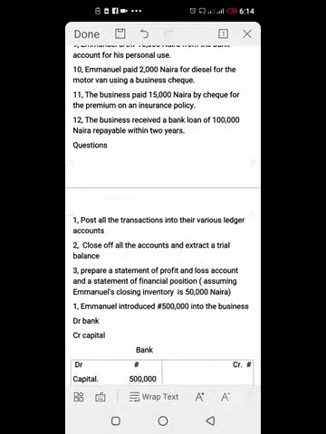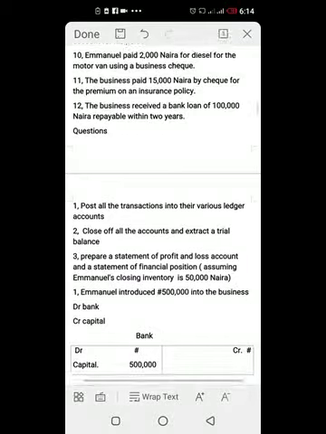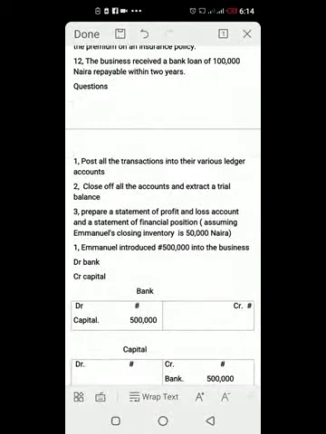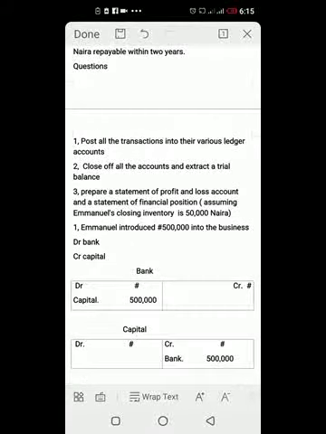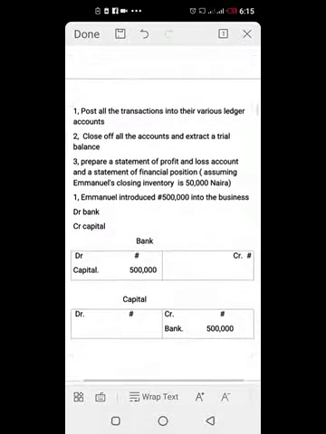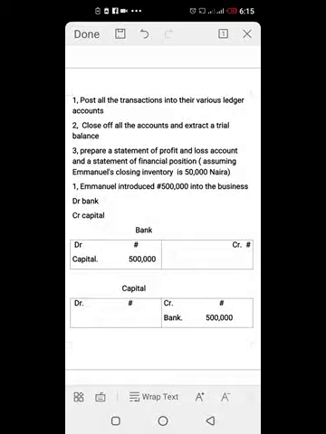The business received a bank loan of 100,000 naira repayable within 2 years. Post all the transactions into their various ledger accounts, then close off all the accounts and extract a trial balance. With the trial balance, you're expected to prepare a statement of profit and loss account and a statement of financial position, assuming Emmanuel's closing inventory is 50,000 naira. Now we're going to start with the first one. Emmanuel introduced 500,000 naira into the business. Now he's introducing money into a business.